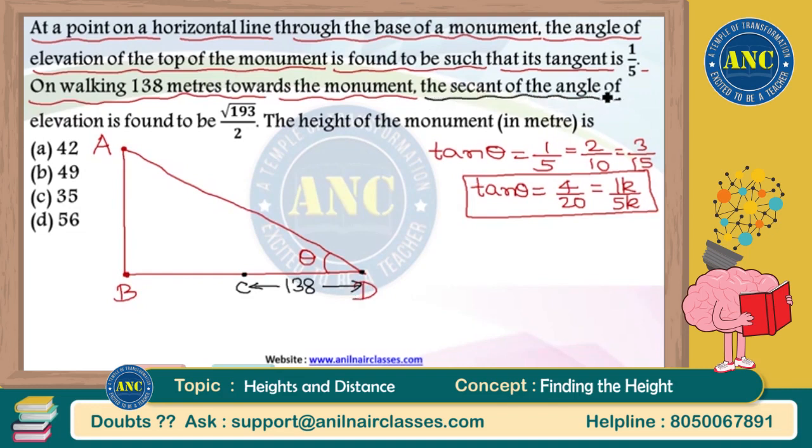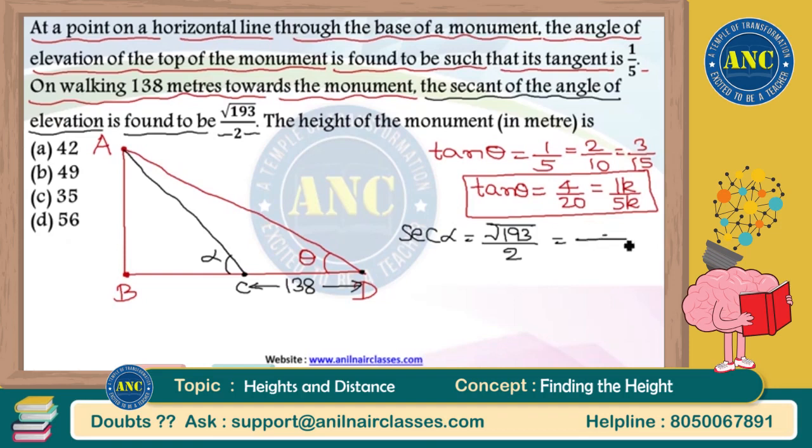The secant of the angle of elevation is found to be root 193 by 2. That means angle of elevation, I will call it as alpha. It is given that secant alpha is nothing but root of 193 divided by 2, or in other words it is 2 by root of 193, which will give me cos alpha. Cos alpha is nothing but the reciprocal of secant alpha. Cos alpha value is 2 by root of 193. Find the height of the monument. That means they are asking you to find the height AB. AB value is what they are interested in finding.